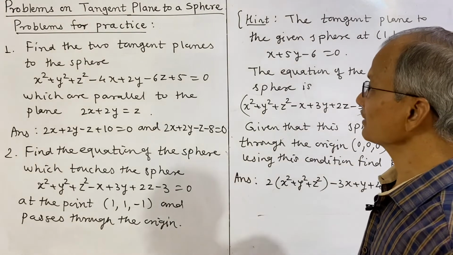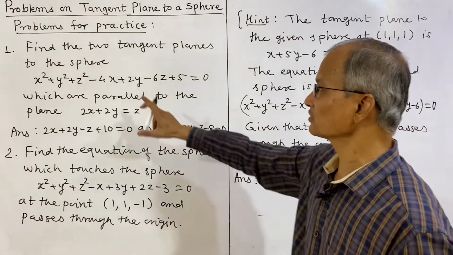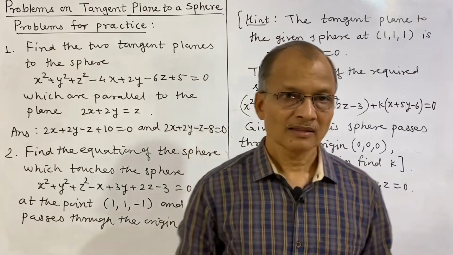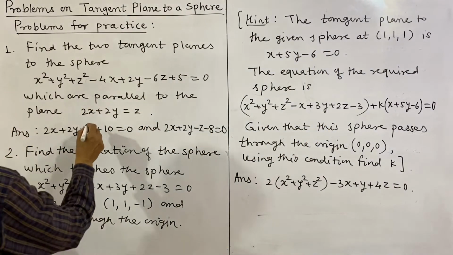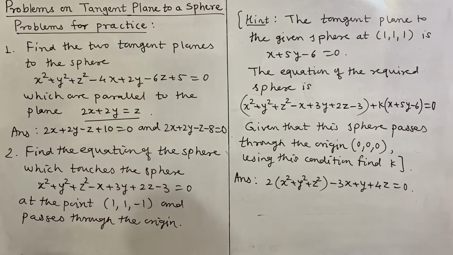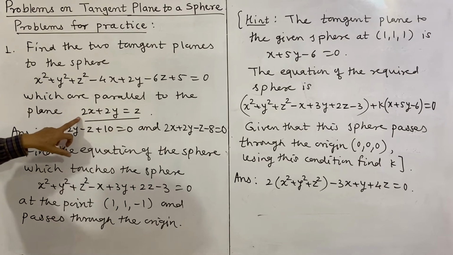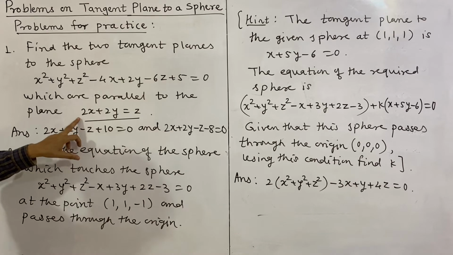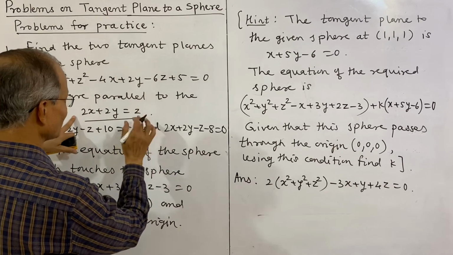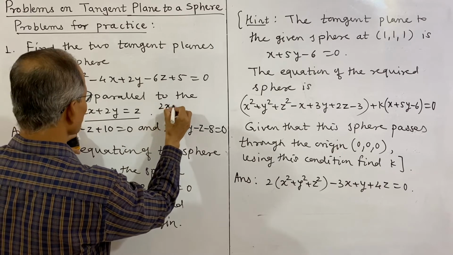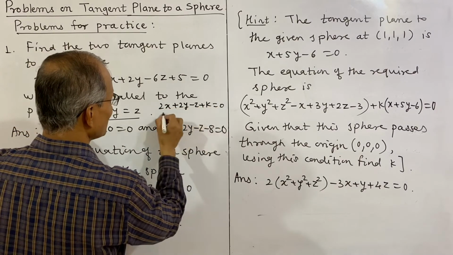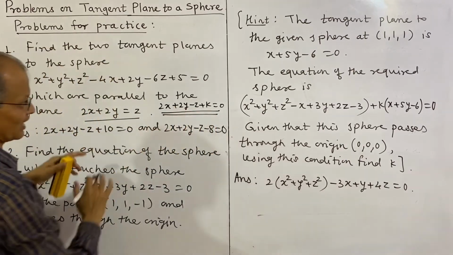First is, find the two tangent planes to this sphere which are parallel to this plane. So the tangent planes are parallel to this plane, and we know the equation of a plane parallel to a given plane differs by a constant only, and therefore the equation of a plane parallel to this plane is of the form 2x plus 2y minus z plus k is equal to 0. So this is the equation you first write.